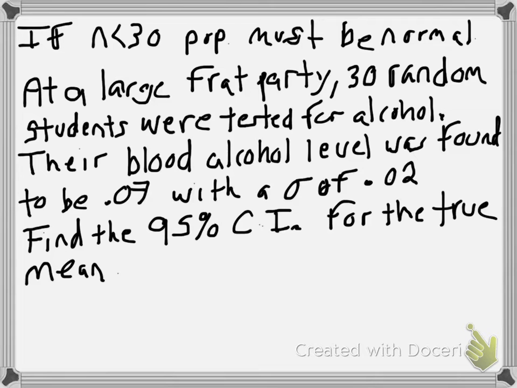Okay, so hopefully you see, at a large frat party, 30 random students were tested for alcohol. Their blood alcohol level was found to be 0.07 with a sigma, population standard deviation, of 0.02. Find the 95% confidence interval for the true mean. Okay, one of the things that you'll want to do is you'll want to understand that, first off, alpha is just simply 1 minus CI in decimal form.